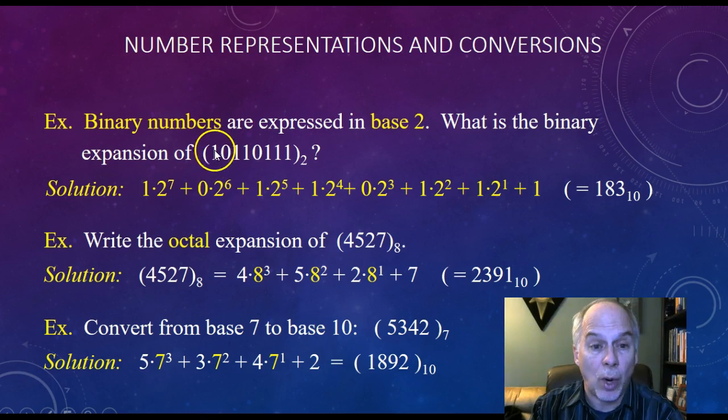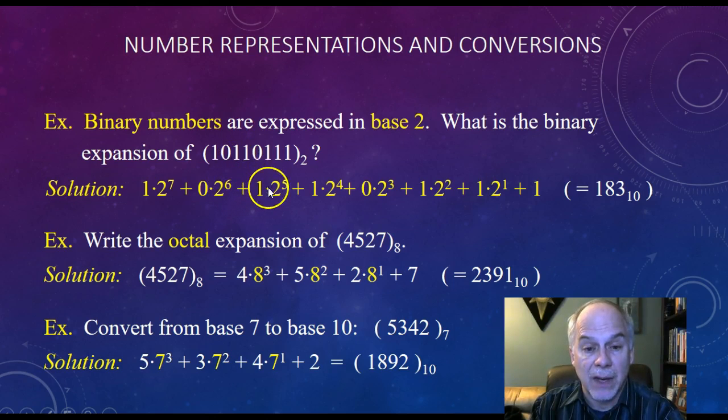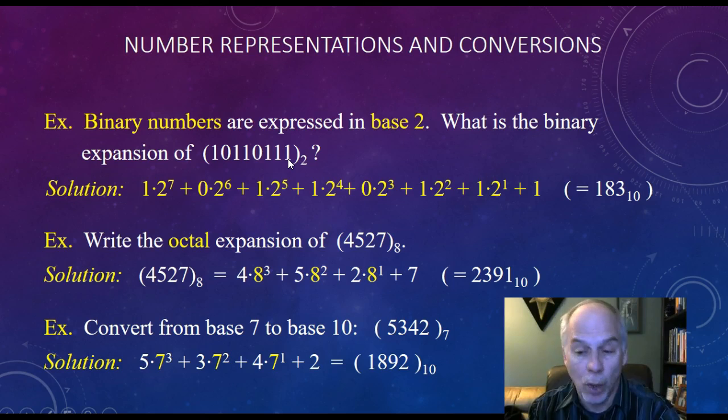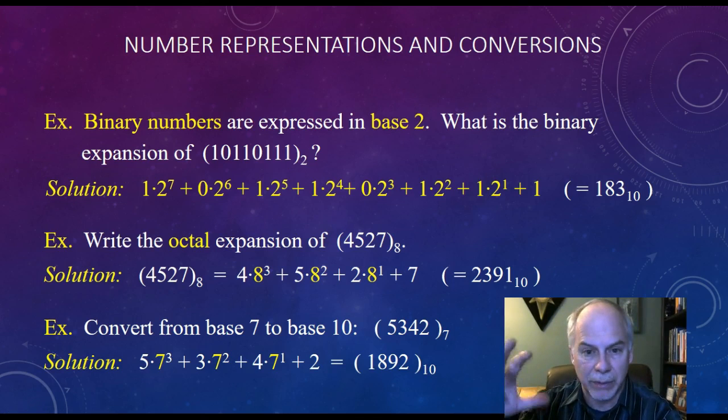So the initial one on this base two number is 1 times 2 to the 7th power. Then you have a zero, so it's 0 times 2 to the 6th power. And then you have 1 times 2 to the 5th, and then you have 1 times 2 to the 4th. And then the next digit is a zero, so 0 times 2 to the 3rd, plus 1 times 2 to the 2nd, plus 1 times 2 to the 1st, plus 1. Now you could say 1 times 2 to the 0, but that would still be just 1.